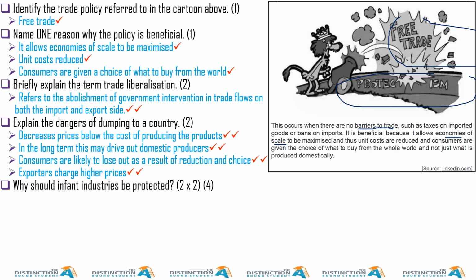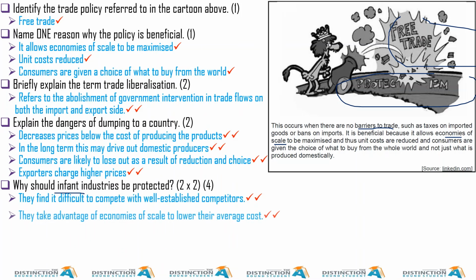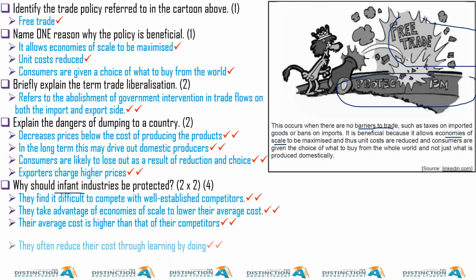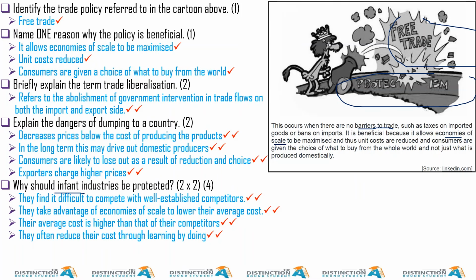Right, why should infant industries be protected? I think the key word here is the word infant. And so we're talking about baby industries here. Why should they be protected? They find it difficult to compete. Why? Because they're upcoming. They find it difficult to compete with well-established competitors. Those bigger or well-established competitors take advantage of economies of scale to lower their average costs. The infant industries' average cost is higher than that of their competitors, so they have to be protected for sure. They often reduce their costs through learning by doing.